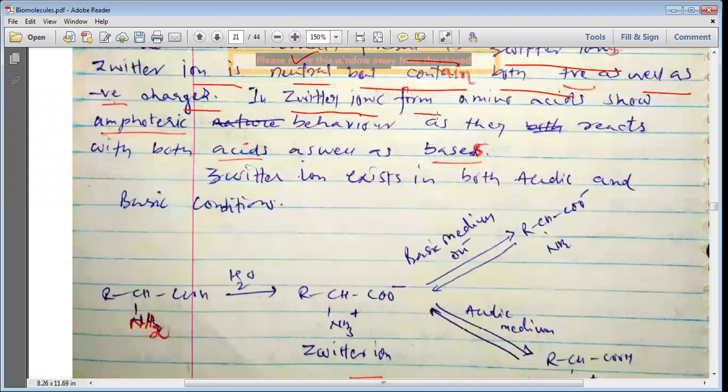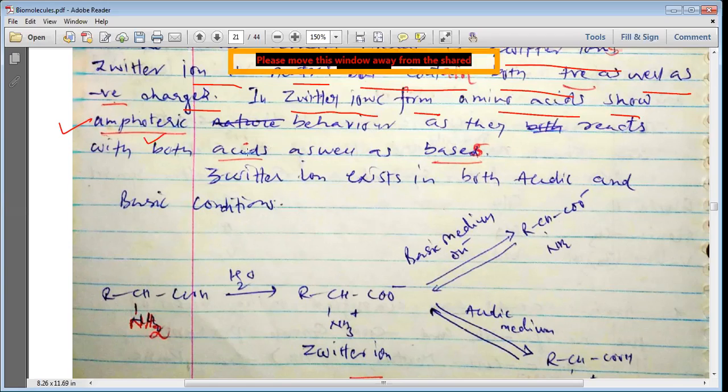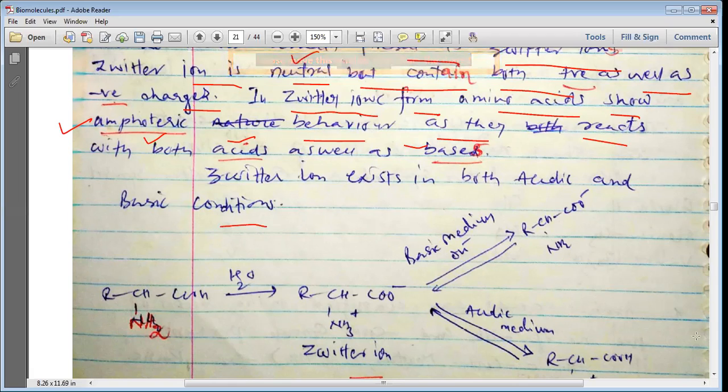In zwitter ionic form, amino acids show amphoteric nature. Amphoteric nature means these amino acids react with acid, and they even react with the base, and that is why they show amphoteric behavior as they react with both acids as well as bases. So the zwitter ion exists in both acidic as well as basic conditions.